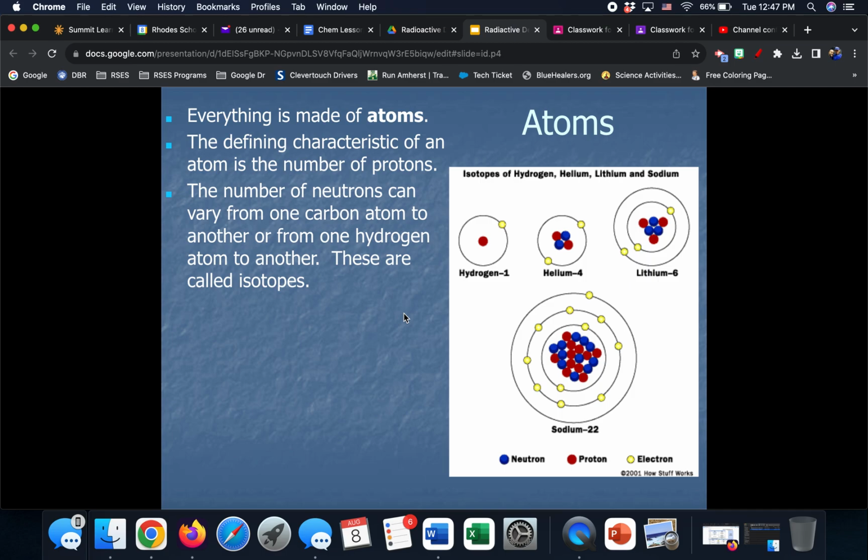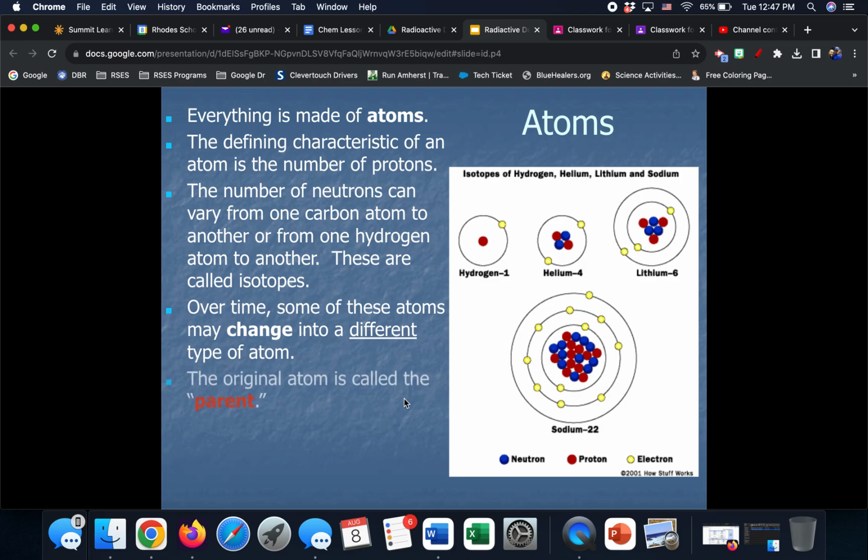Within those, we said in the last video that neutrons can vary. They're called isotopes. So most hydrogen atoms have 0 neutrons, but some have 1, some have 2. And over time, some of these atoms can change into different atoms. Remember at the end of the last video, we talked about radioactive decay. We're going to go more into that.